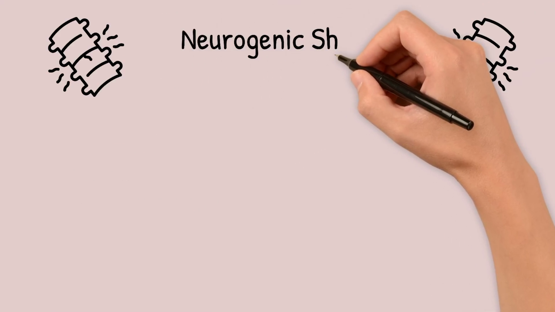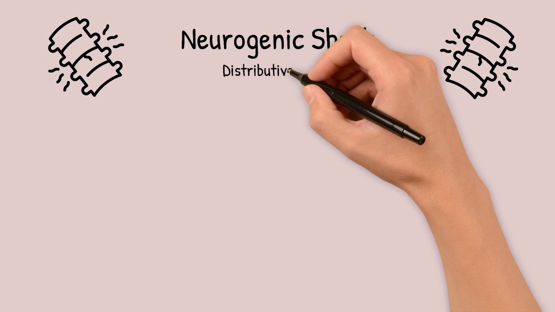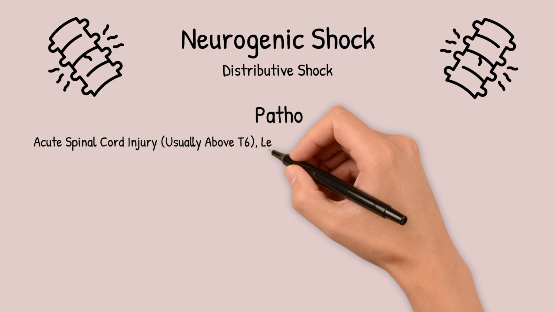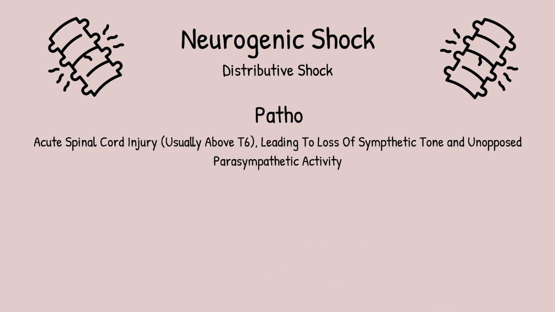Next up is neurogenic shock. Now, neurogenic shock seems to be like the one that just kind of got tossed into the distributive shock pathway. But remember, it's not the cause of the shock that categorizes it. It's the pathology of what's happening and the end result that then categorizes it into the distributive shock category. So for neurogenic shock, it's an acute spinal cord injury, usually at the T6 level and above, that leads to a loss of sympathetic tone and unopposed parasympathetic activity. This then leads to increased capillary permeability.